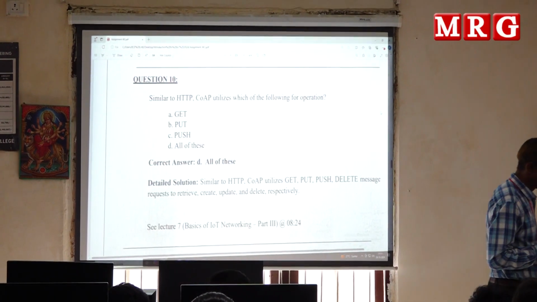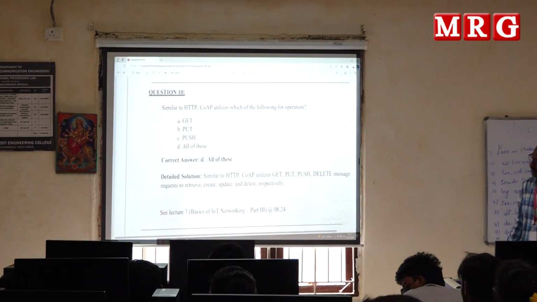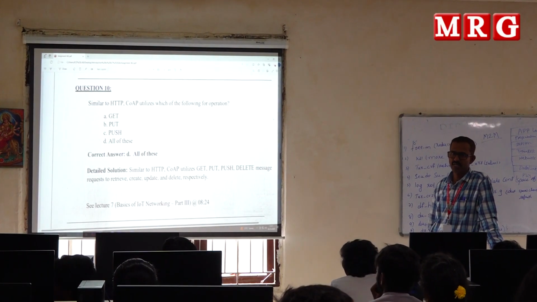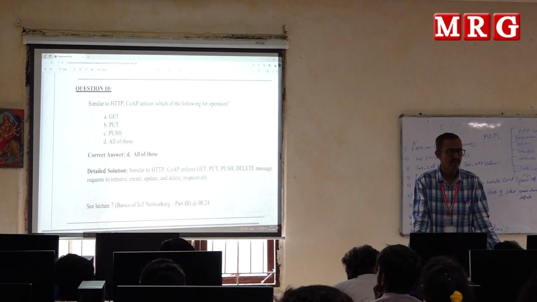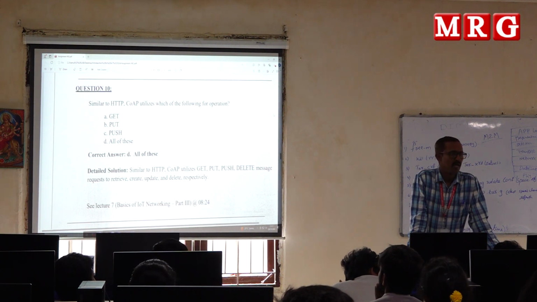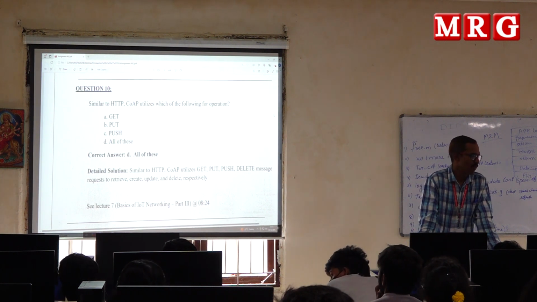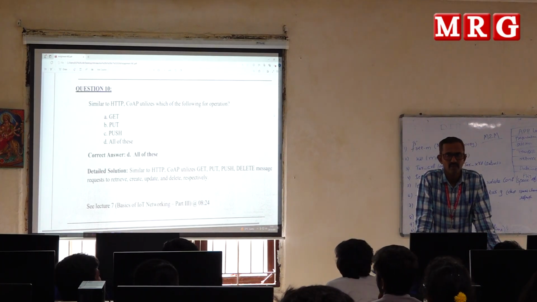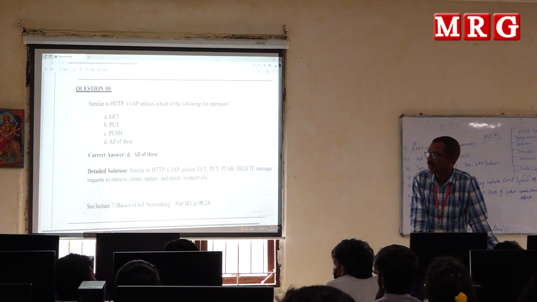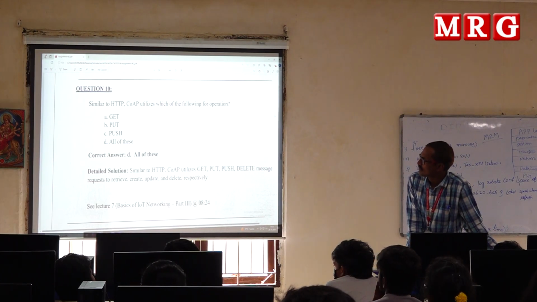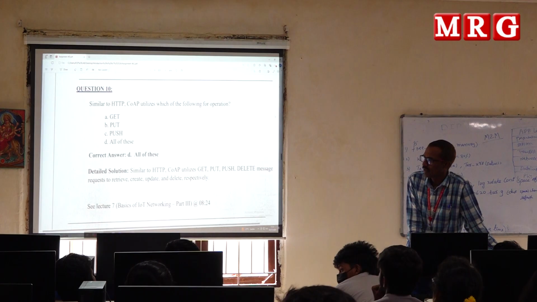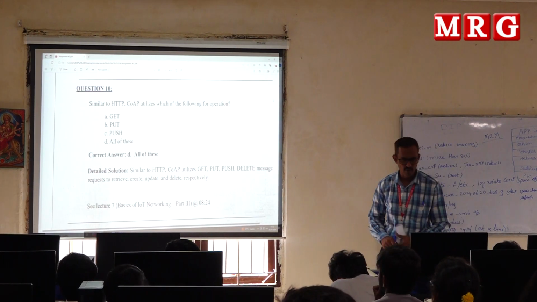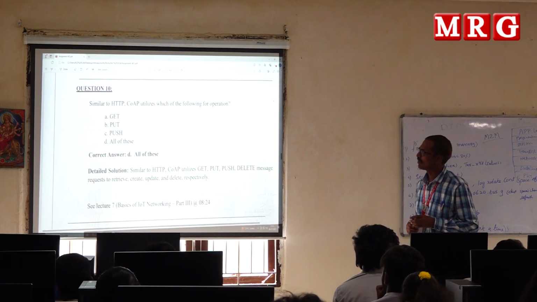Next, 10th question. Similar to HTTP. What is HTTP? Hypertext Transfer Protocol, which is an application layer protocol in computer networks. So similar to HTTP, what is CoAP? CoAP stands for Constrained Application Protocol. Note down: Constrained Application Protocol.